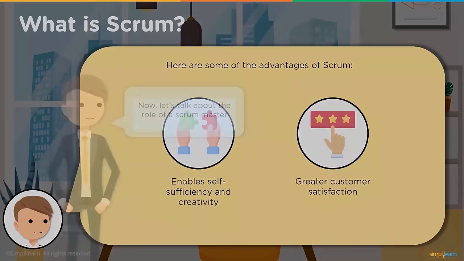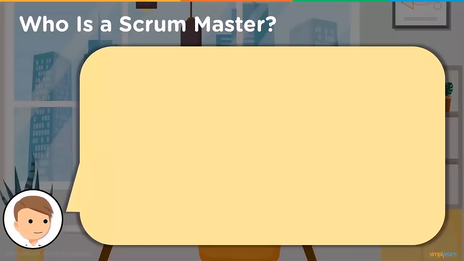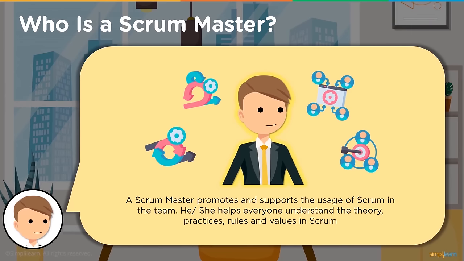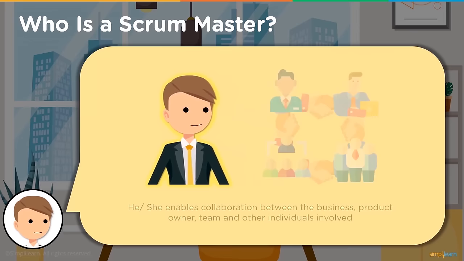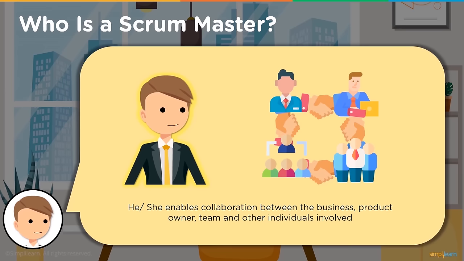Next, let's talk about the role of a Scrum Master. A Scrum Master is an individual who promotes and supports the usage of Scrum practices in the team and the organization. Scrum Masters have a high-level view of the project and help team members perform their tasks better without having to deal with obstacles and distractions. A Scrum Master helps the team understand the theory, rules, and values of Scrum. Considering there are many moving parts in a project, the Scrum Master enables the business, the product owner, the Scrum team, and other individuals to work together in harmony.